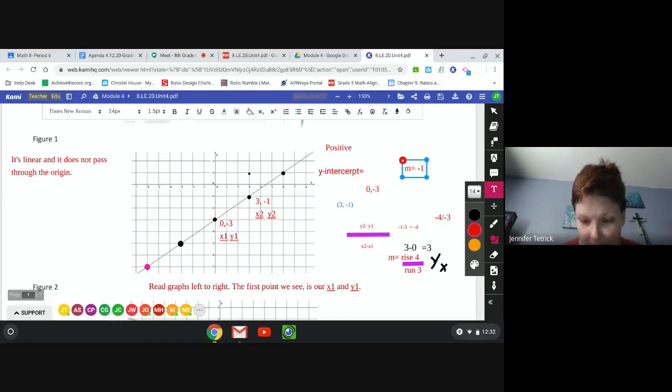-1 minus -3. That's my y2 minus my y1. And that is all going to be divided by 3 minus 0. So let me insert my line.